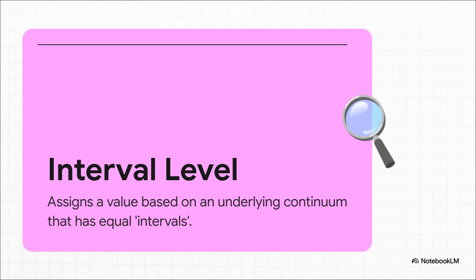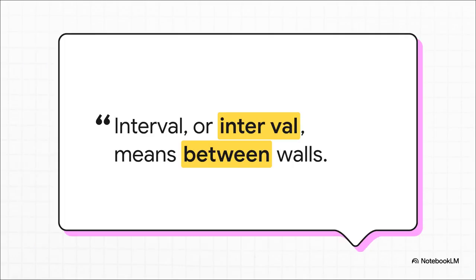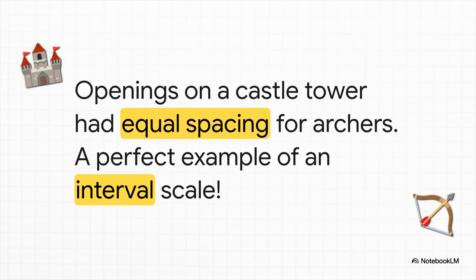The intervals are equal. And here's a really cool little tidbit from the source material. The word interval actually comes from architecture. Inter, vol, literally means between walls. Which is such a perfect analogy, right? Just picture a castle tower. The slits for the archers, they had to be equally spaced so they could cover every angle and defend the whole wall. Those equal gaps, those equal intervals, are exactly what we're talking about with an interval scale.